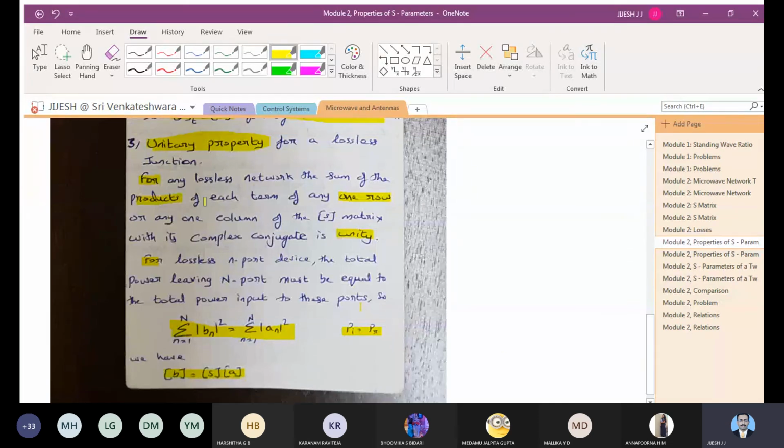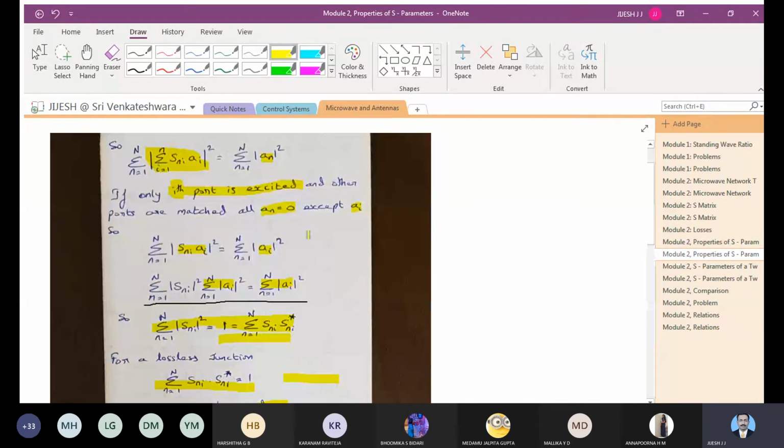Unitary property basically deals with this. This is very important for a lossless network. The sum of the product of any one row or any one column of an S matrix with its complex conjugate is unity. We take the n port network, and we wrote summation of n equal to 1 to n |bn| square is equal to summation of 1 to n |an| square, and we know that B is the same as matrix S into matrix A. So now we substitute S and A in place of B in the previous equation. We wrote it in general as summation of i equal to 1 to n |Sni ai| whole square.